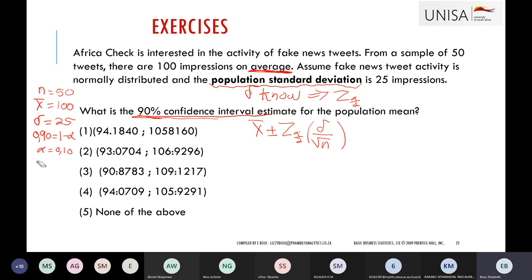And we need to go find the critical value. Our critical value, Z alpha divided by 2, which is Z of 0.10 divided by 2, we know that is Z of 0.05. If we go to the table, the critical value for Z of 0.05 is 1.645. So we have the critical value, we can substitute the values. So it's 100 plus or minus our critical value of 1.645 times our standard error, which is 25 divided by the square root of 50.